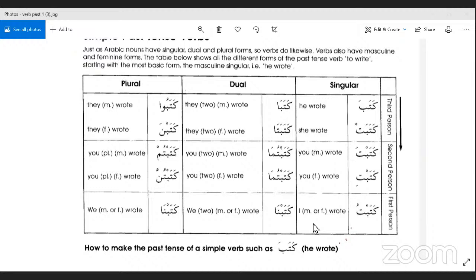And if it's for myself, it would be katabtu. And if it's more than two, it will be at the end with the na, katabnā, for both male and female. Excellent. Very good.